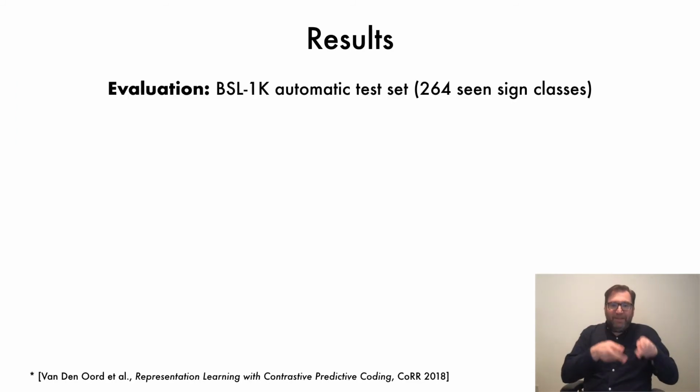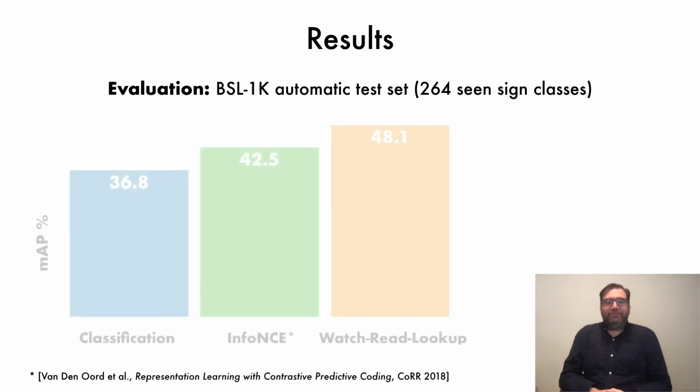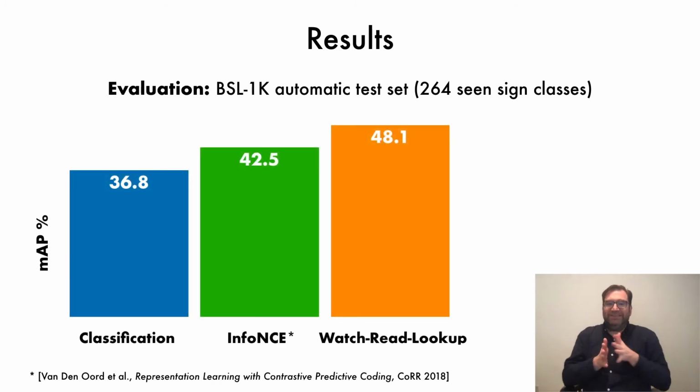Now we compare against other methods by evaluating on the BSL-1K automatic test set with 264 sign classes seen during training, and computing the mean average precision over sign classes. Specifically, we consider 2 baselines: sign classification with the cross-entropy loss, and a single instance InfoNCE loss. Our multiple instance NCE model with the watch-read-lookup framework surpasses both baselines with a mean average precision of 48%.